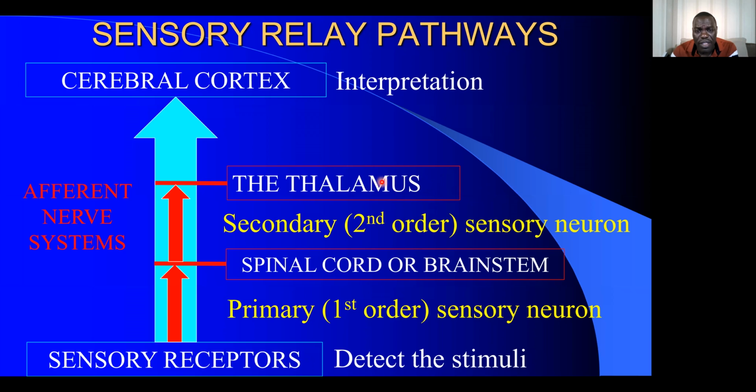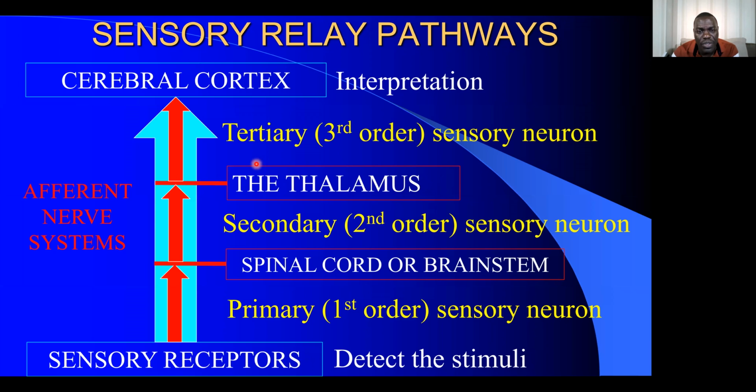After terminating in the thalamus, it synapses with a third order sensory neuron, which we call the tertiary sensory neuron. The tertiary sensory neuron comes from the thalamus to the cerebral cortex. That's what we call thalamocortical radiation. These are examples of projection fibers coming from the thalamus to the cerebral cortex. At the cerebral cortex, the sensation is interpreted. So this is the general outline of how sensations go from the periphery to the cerebral cortex for perception.